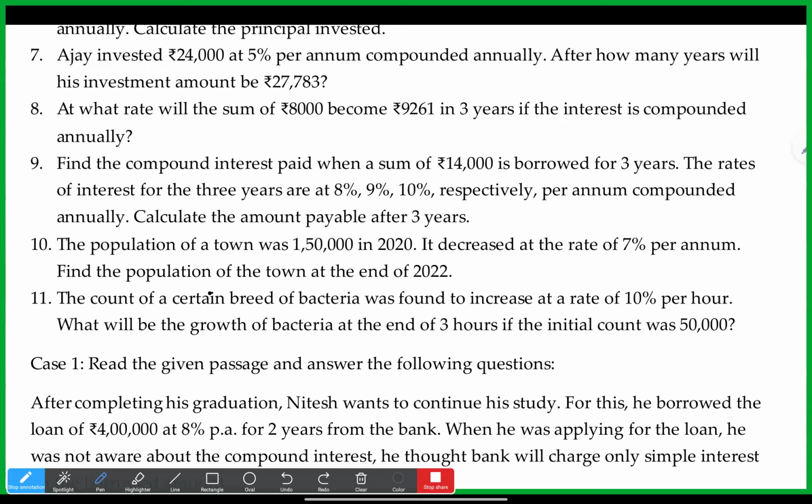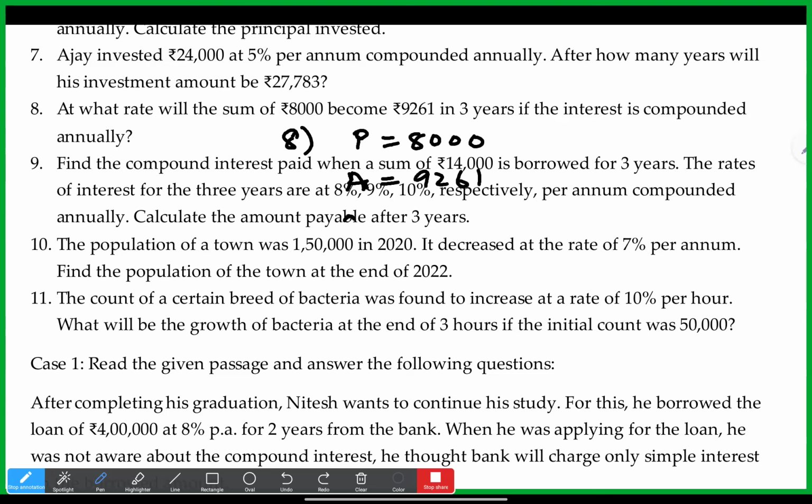At what rate will the sum of rupees 8,000 become rupees 9,261 in 3 years, if the interest is compounded annually? So at what rate will the sum of 8,000 become 9261? 8,000 means P is 8,000. Become means it's the final value, the amount, 9,261.